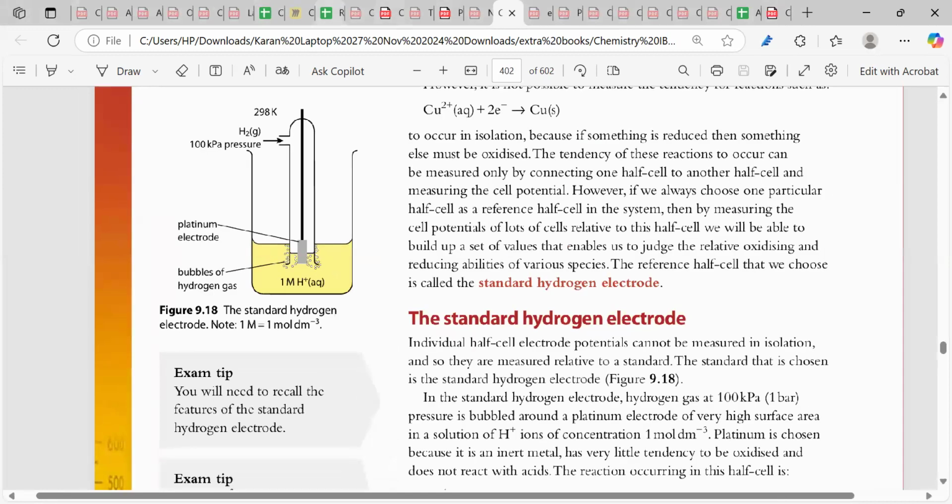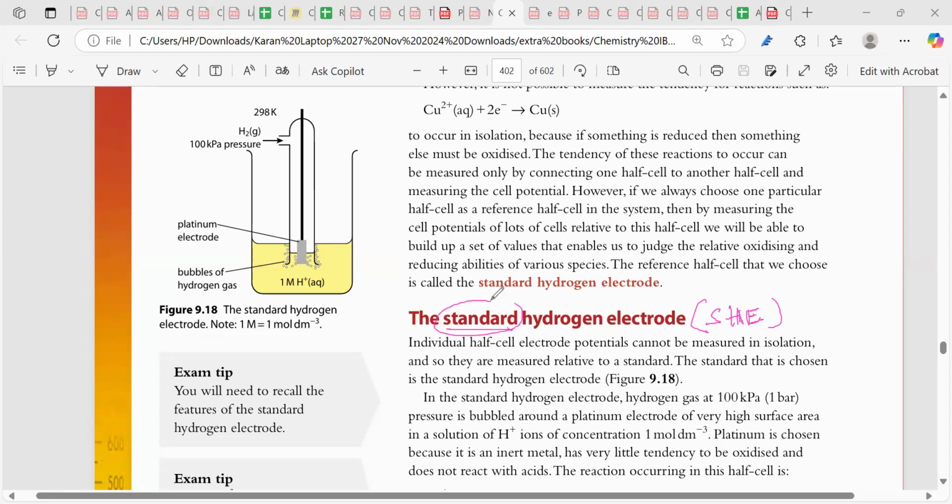Now, what does the standard hydrogen electrode look like? In many question papers you will see SHE. What are the conditions of SHE? Don't get worried. SHE is the standard hydrogen electrode, right? That is SHE. Now come to the next part.